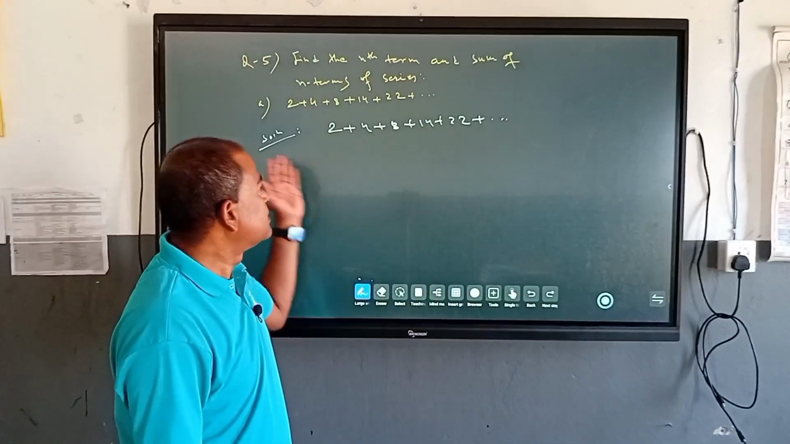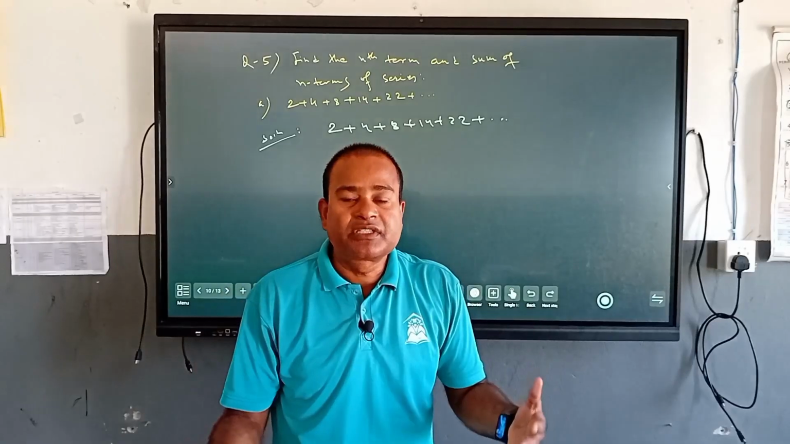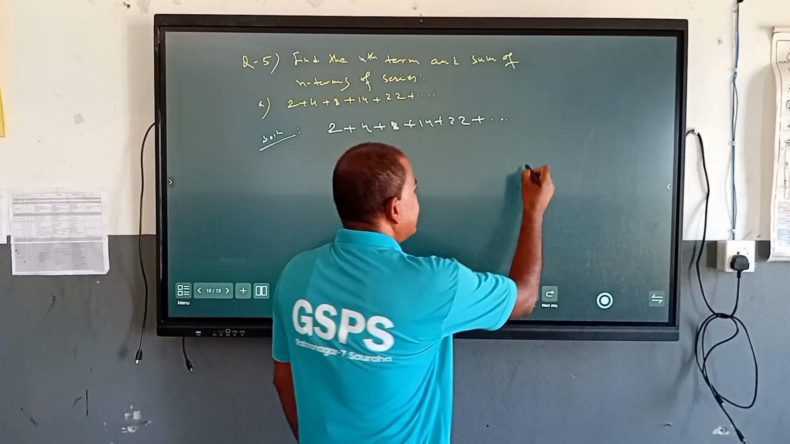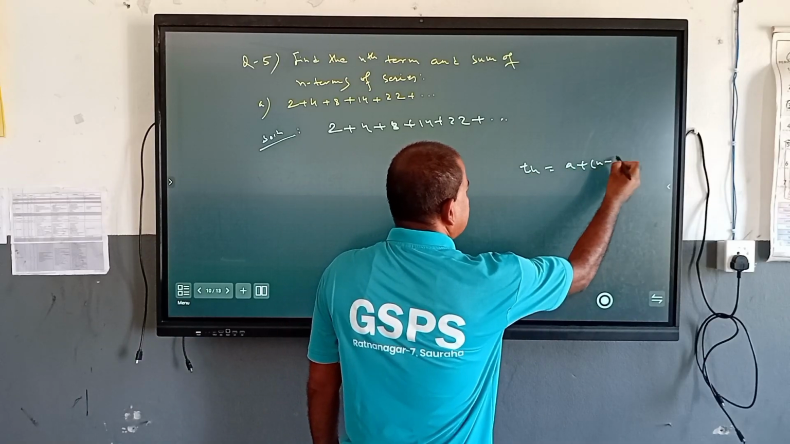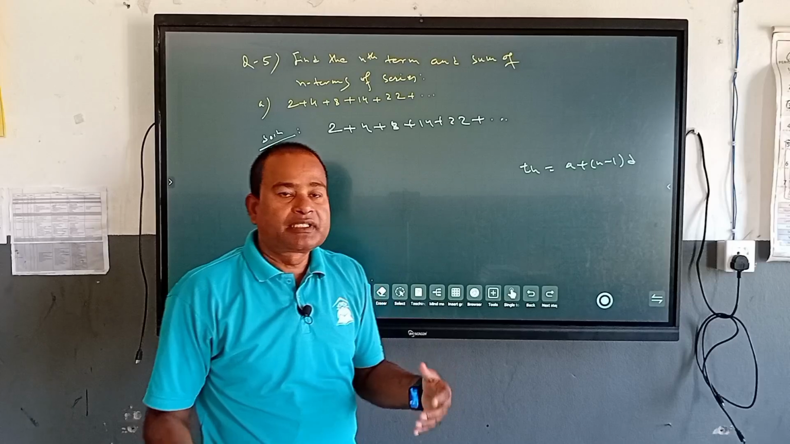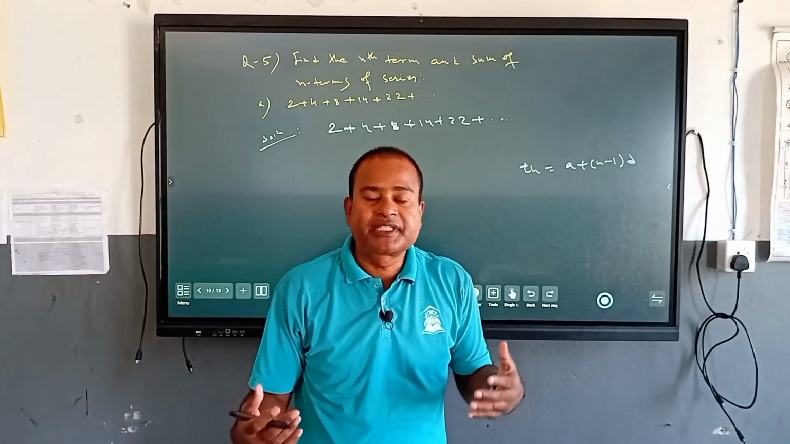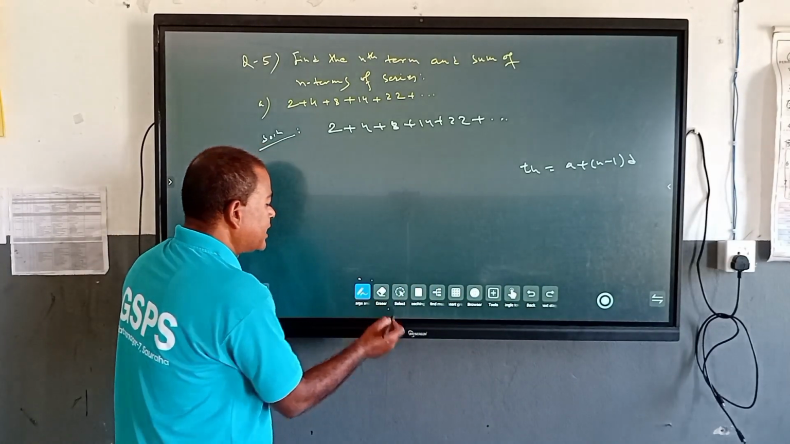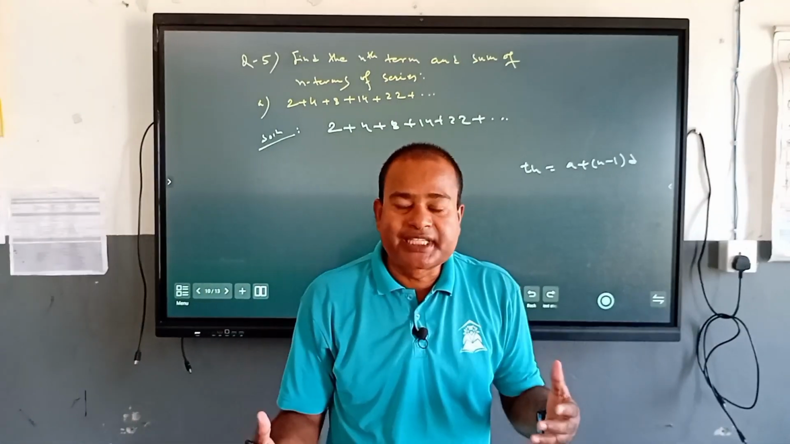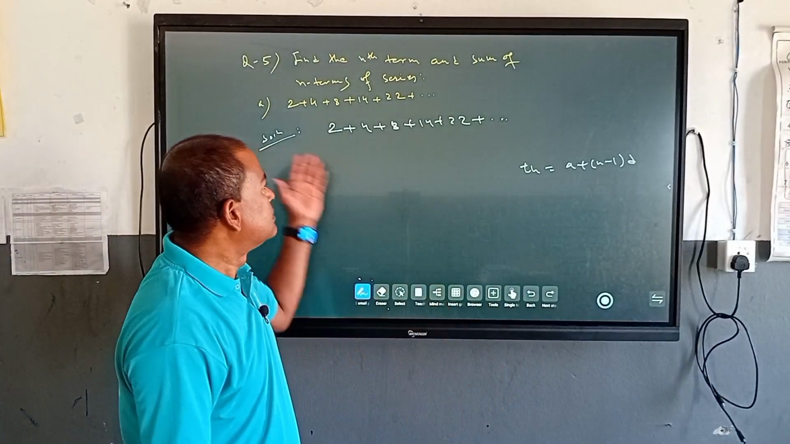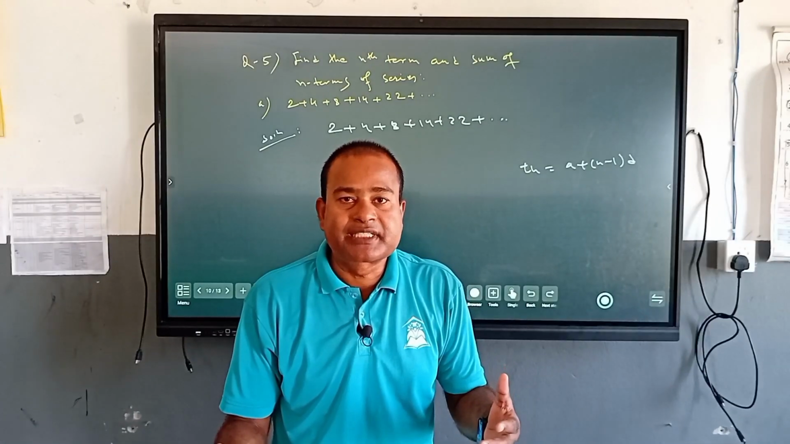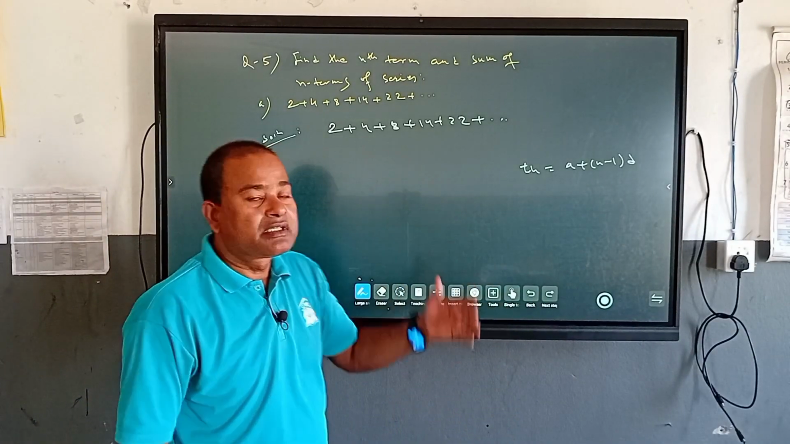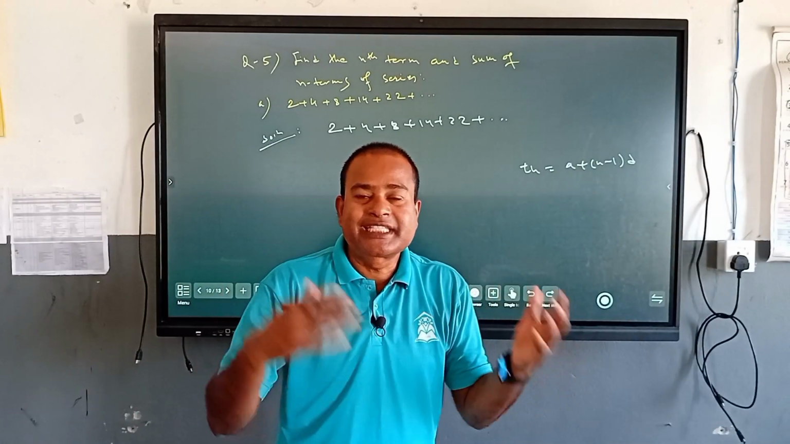So we cannot find the general term of the given series by using the formula of the general term of an arithmetic series. That means we cannot apply this formula, Tn = a + (n minus 1) d, because it is not an arithmetic series. So dear students, if a series is neither arithmetic nor geometric, in that case we have to follow the method of successive difference.